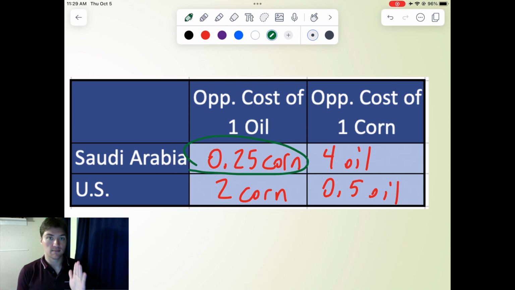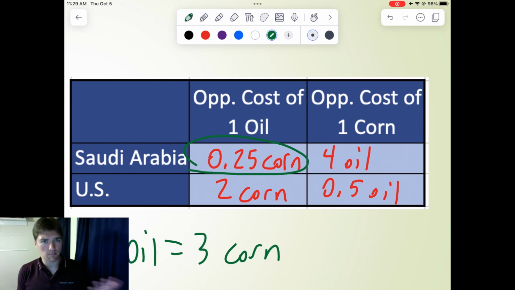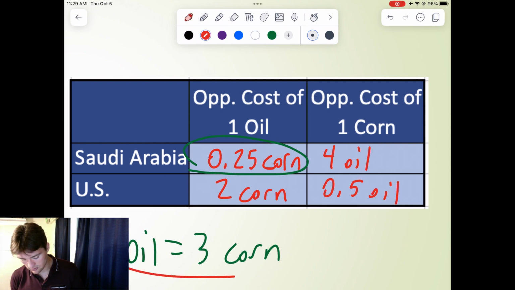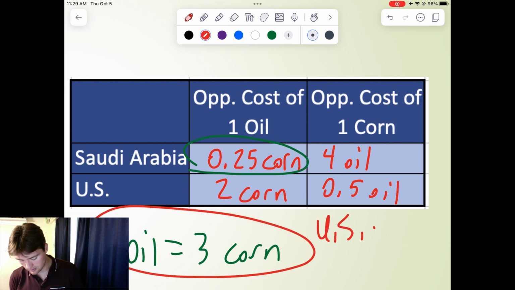So for the US, their decision is based around 2 corn. So if the price of oil were 1 corn, they would do it because they can make it for 2 corn, but they can buy it for 1. So that makes sense. If the price were 1 oil for 3 corn, then the US is like, well, why would I buy it for 3 if I can make it for 2? So at that point, we would not be trading this one right here. So US would not trade.